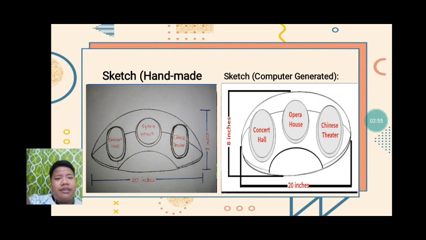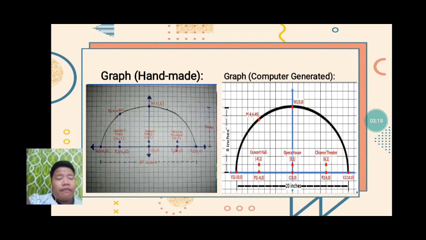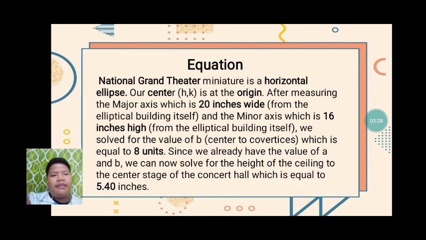As you have seen on the next slide, on the left side is the sketch of our handmade model, and on the other side is the computer-generated sketch. At the center of this theater is the opera house, on the left side is the concert hall, and on the other side is the Chinese theater. Next is the graph of our handmade and the graph of the computer generated. Next slide is our equation.